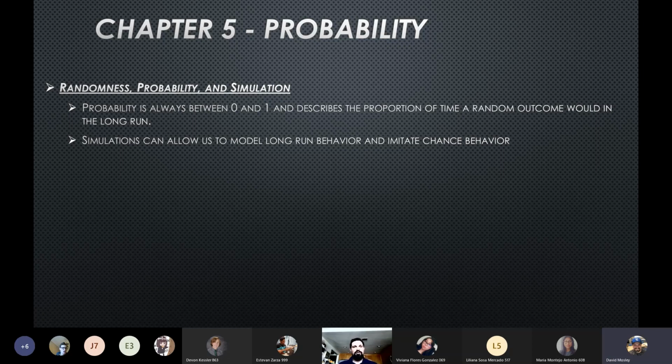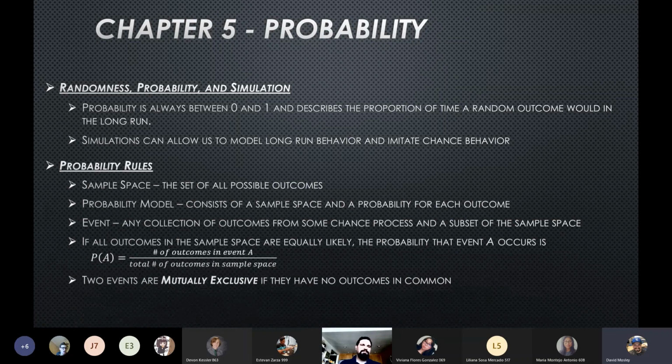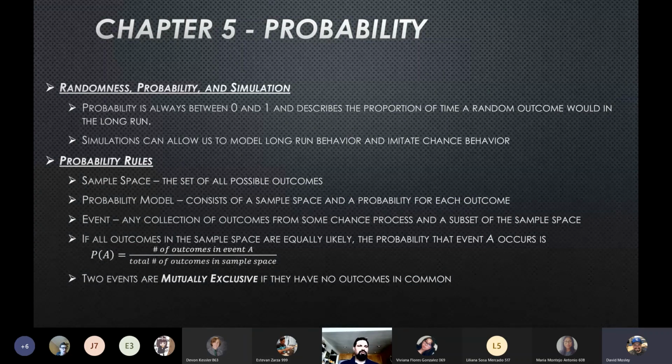Simulations can allow us to model long-run behavior and imitate chance behaviors. We have some software that has done that for us throughout the semester, or we've just seen examples of how that goes. We have some special probability rules. All right, we have vocabulary, sample space. This is a set of all possible outcomes.